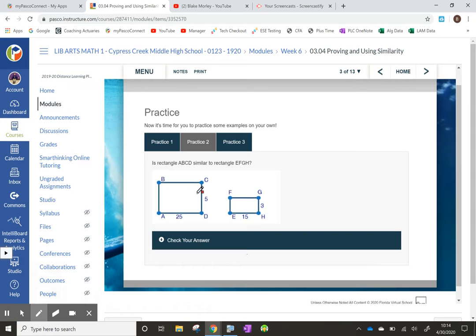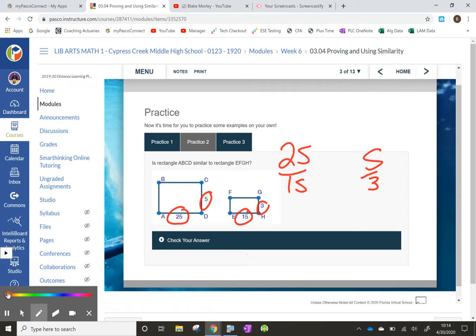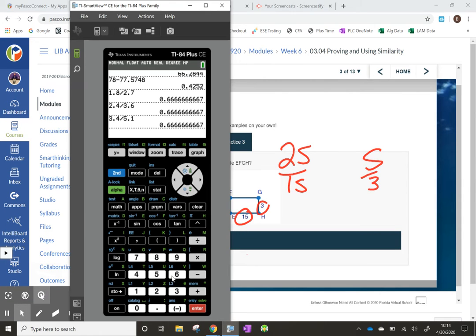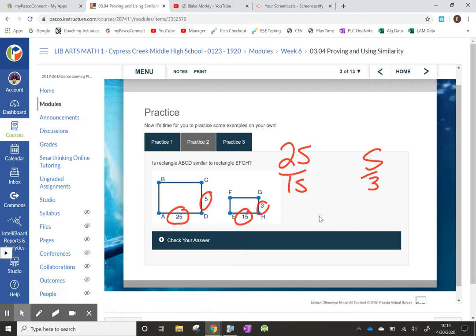So for proportions, let's look again at the biggest side to the biggest side. That's the 25 to the 15. So I'm going to line those up with each other. 25 is to 15. And then we have the smaller side with the smaller side, 5 is to 3. So I'm just going to go back to my calculator again and see if I get the same results, right? So 25 divided by 15 equals 1.66 repeating, and then 5 divided by 3 equals 1.66 repeating. So that confirms that these are similar because they have the same proportions.